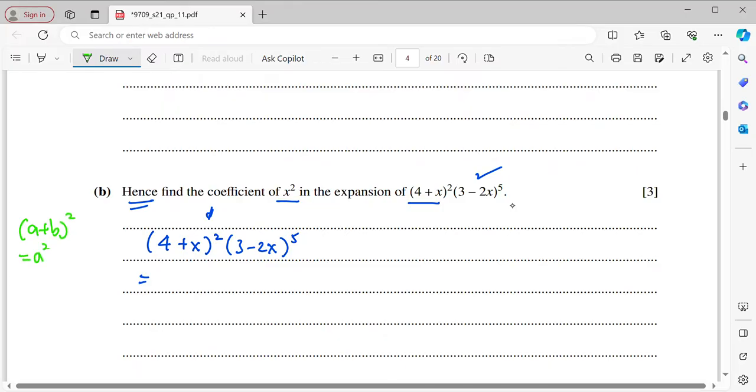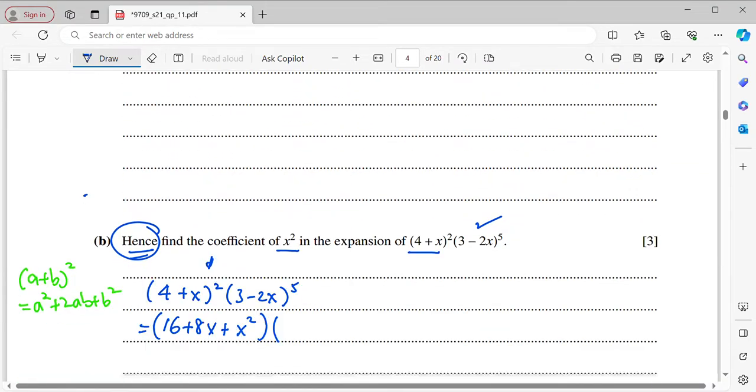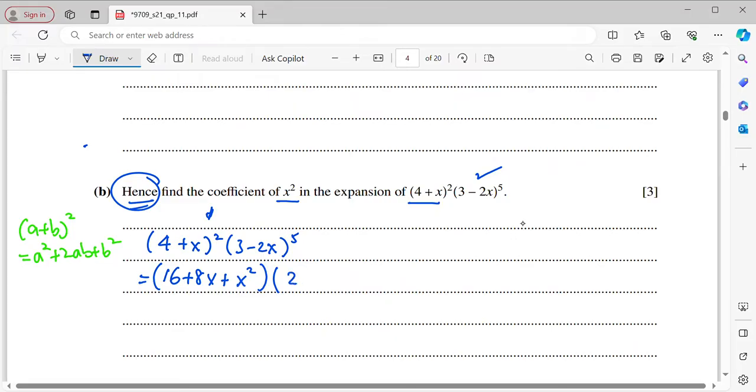That is a squared plus 2ab plus b squared, which means when you square the 4, it will be 16. Then 4 times x times 2, it will be 8x, plus the square of x, it will be x squared. Okay, then this to the power 5, you can just use the answer from the previous part because of the hence. Hence means use the answer from the previous part. Then I will be writing these three terms. So it will be 243 minus 810x plus 1080x squared.